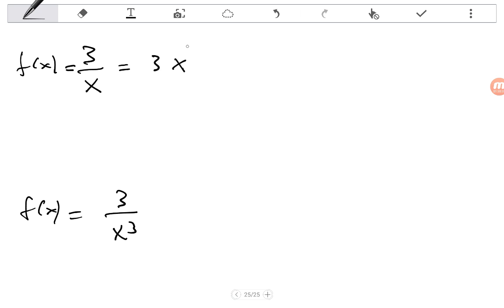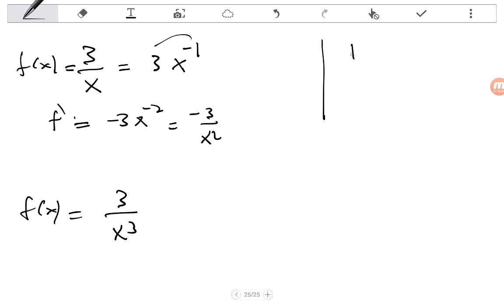What about this function 3 over x, and also the function 3 over x cubed? I need to find the derivative of this function. Do I need here to apply the quotient rule? No. This is just exactly 3 x power minus 1. So f dash will be, I will just take the negative down, so that will be negative 3x power negative 2. That will be negative 3 over x squared. And this is a rule that is, in general, memorized. 1 over x, its derivative is minus 1 over x squared.